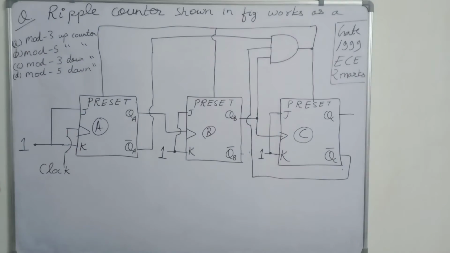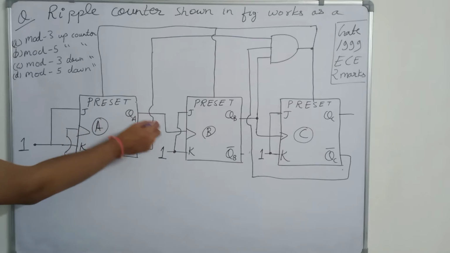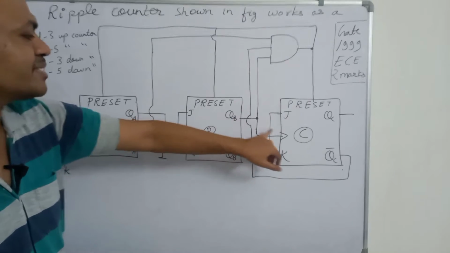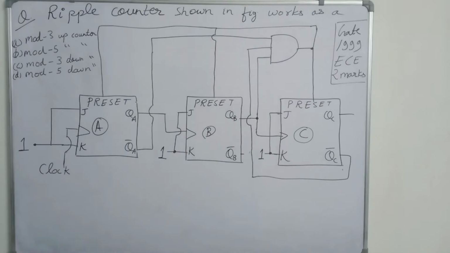these flip flops. So output of QA is provided as clock to the second flip flop and output of the second flip flop is provided as clock to the third flip flop. So this is a ripple counter. So first of all this thing you must understand.